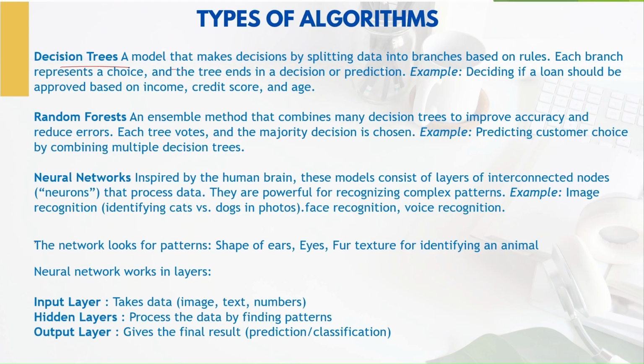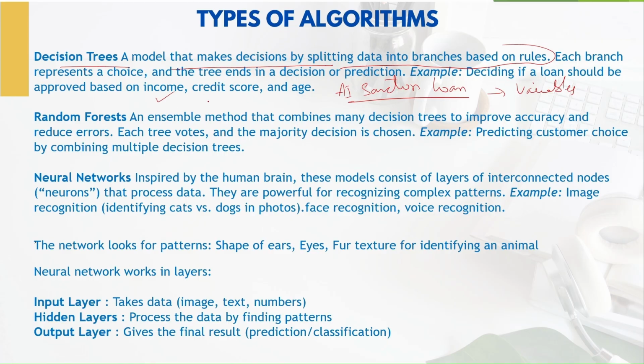Decision tree, a model that makes decisions by splitting the data into branches based on rules. Imagine your AI system just like a tree. Say, for example, if an AI system needs to sanction a loan, then the AI system will have many variables based on which it will decide whether the loan has to be sanctioned or not.